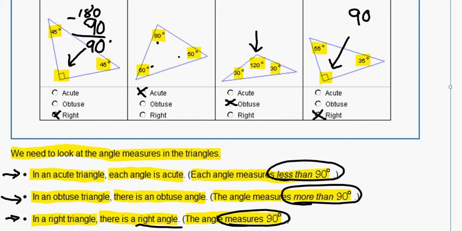So remember, when we're talking about acute, obtuse, and right triangles, remember these three rules.